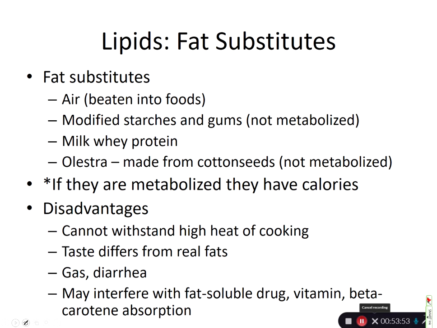So a lot of times they'll give you that information on a bag of snack food that has that in there. And then we know, obviously, you've got to have fat. You've got to have it so you can absorb your fat-soluble vitamins.